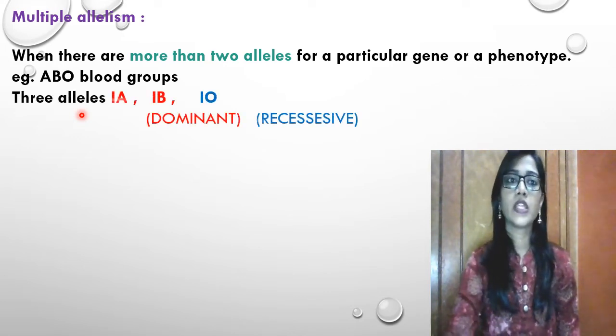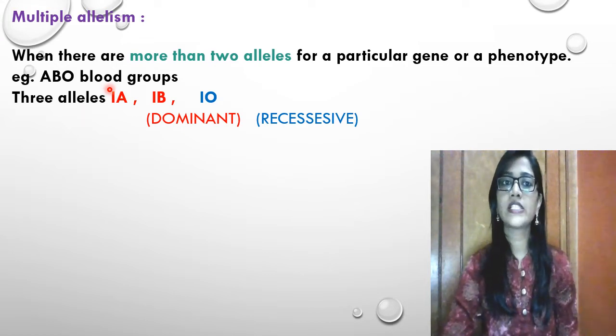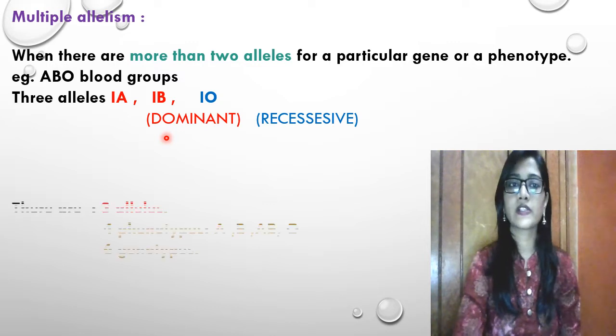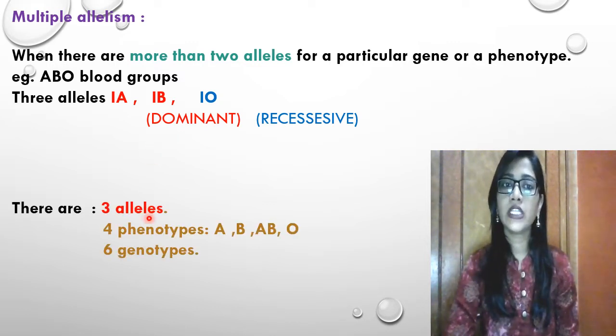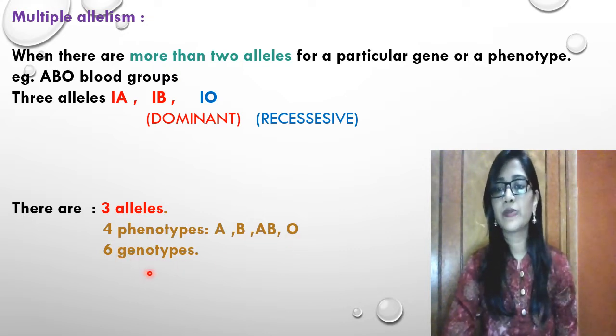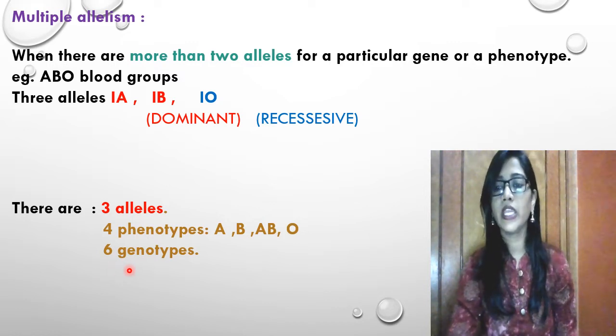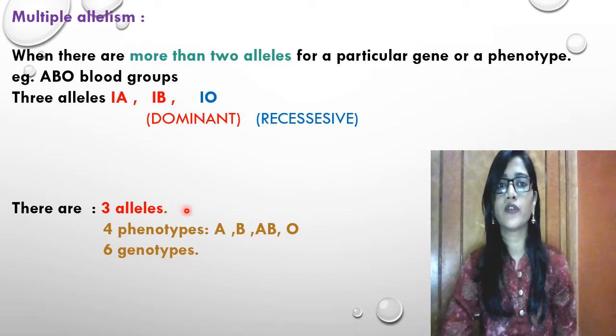The three alleles are IA, IB and IO. Out of these, IA and IB are dominant, and IO is the recessive one. So in case of ABO multiple allelism, there are three alleles. Phenotypes are four: A, B, AB and O, while the genotypes are six. How are there six? In the next slide, we are going to study this part in detail. So let's move to the genotypes part.